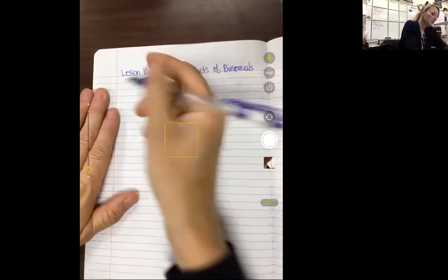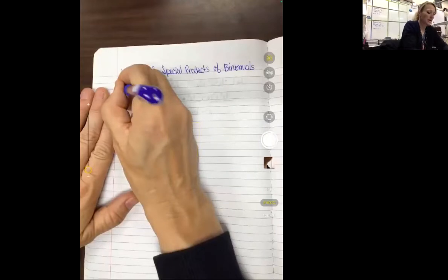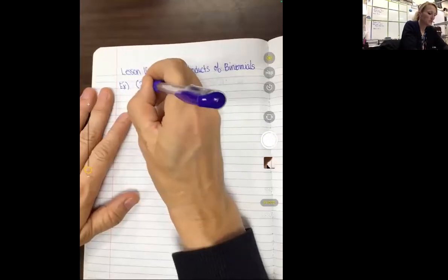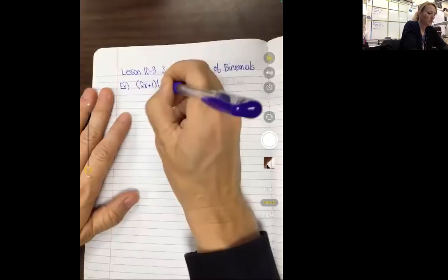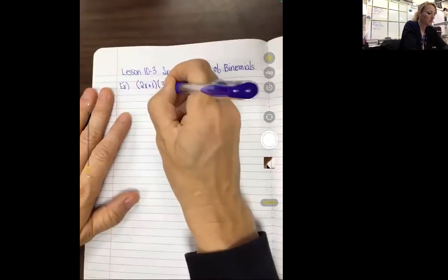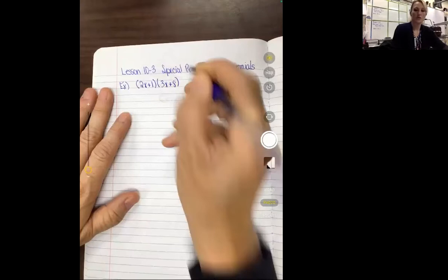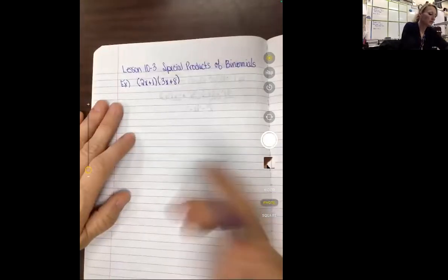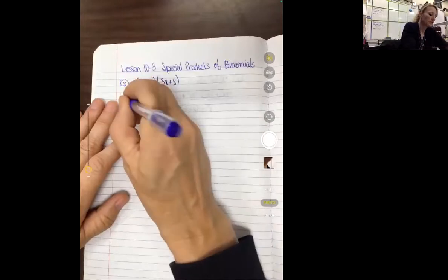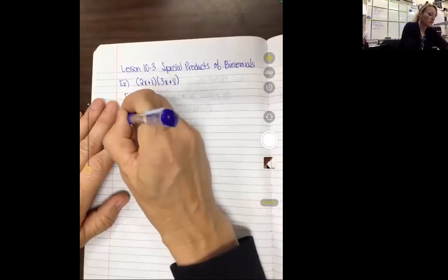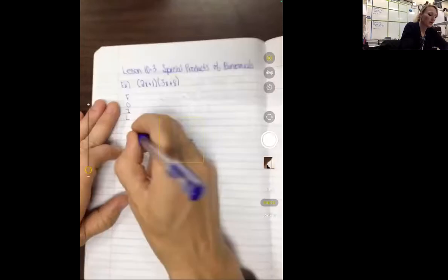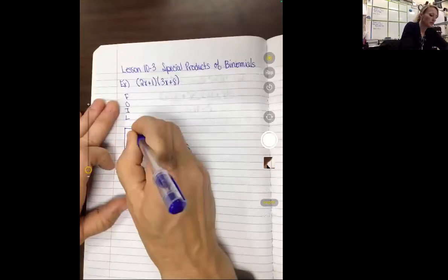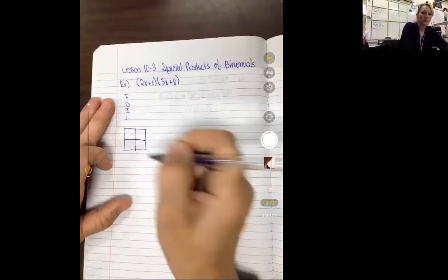Okay, so up to this point, we have been talking about foiling things where we know what the two factors are. And we said that we can either do FOIL, first, outer, inner, last, or you can do the boxes. So this is a 2 by 2, or a binomial times a binomial. So therefore we would make the boxes.